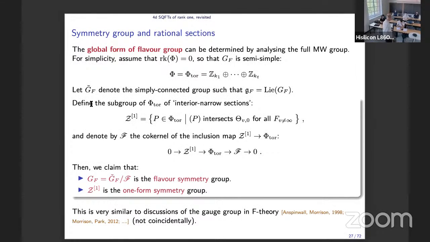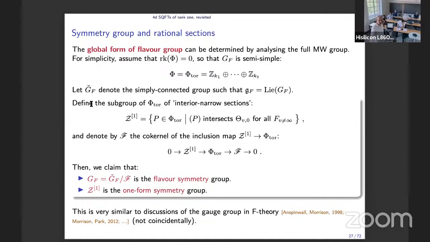Okay, so now I will make a statement about the global form and then try to justify it, and also talk about 5D in the next 20 minutes. The global form of the flavor group can be determined by analyzing precisely the modular group of sections. As we said, in general it has a free part and a torsion part. Here, for simplicity, let me assume that the flavor group is semi-simple first, and then I just need to determine the global form of this group.